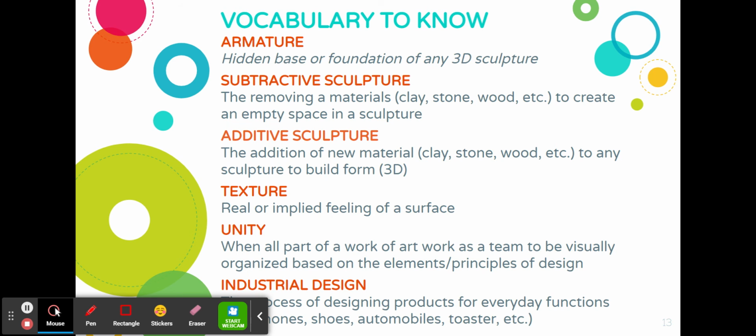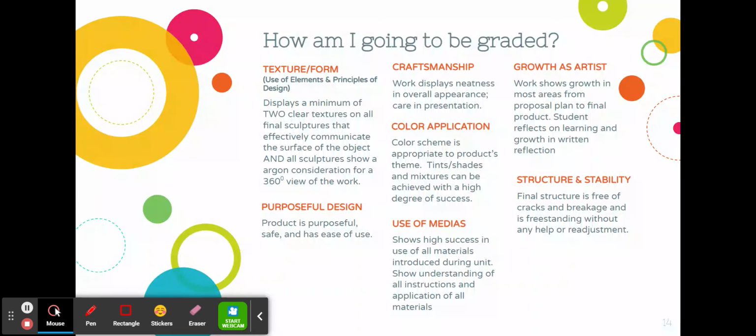So shoes, phones, automobiles, toasters, sporting equipment, you name it, you could major in industrial design and focus in one of those areas and start building products for the future that people will actually physically come in contact with.